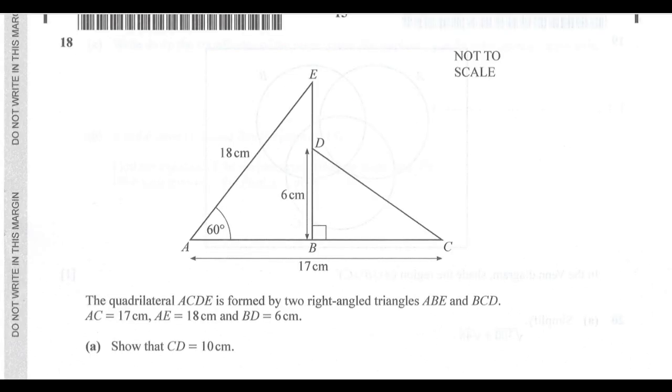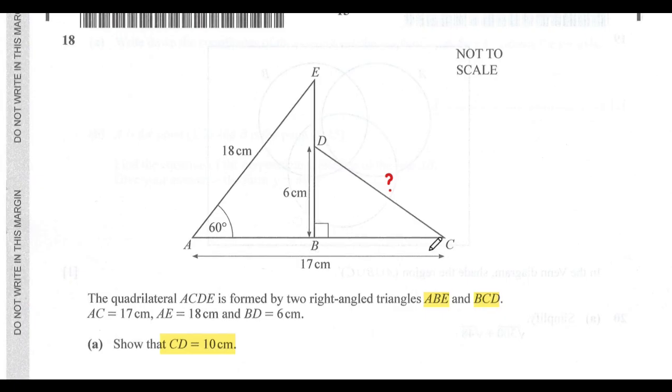Question number 18 has this diagram, and it says that quadrilateral ACDE is formed by two right angle triangles ABE and BCD. AC is 17 centimeter and AE is 18, BD is 6, and prove that the CD side is 10 centimeter long. So as it's a right angle triangle, we can use Pythagoras theorem to prove this side, but first we need this BC length to apply the Pythagoras theorem.